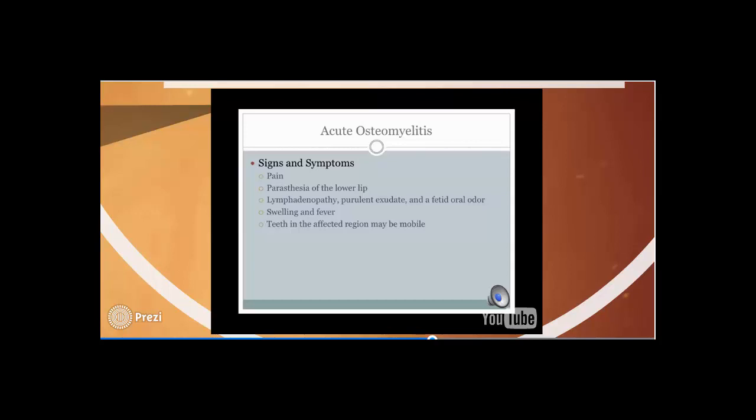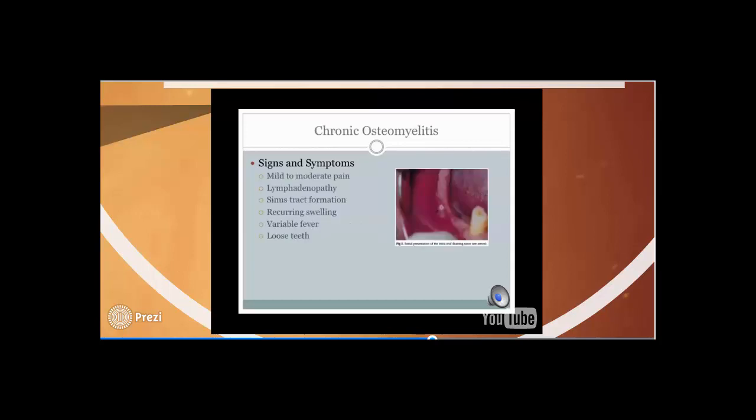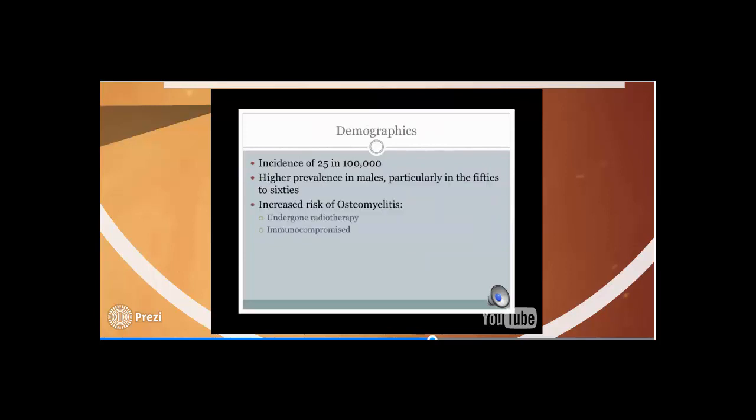Teeth in the affected region may be mobile. Chronic osteomyelitis generally has less severe symptoms and a longer history than the acute form. Signs and symptoms include mild to moderate pain, lymphadenopathy, sinus tract formation, recurrent swelling, variable fever, and loose teeth. On the right is an example of an intraoral draining sinus associated with chronic osteomyelitis.